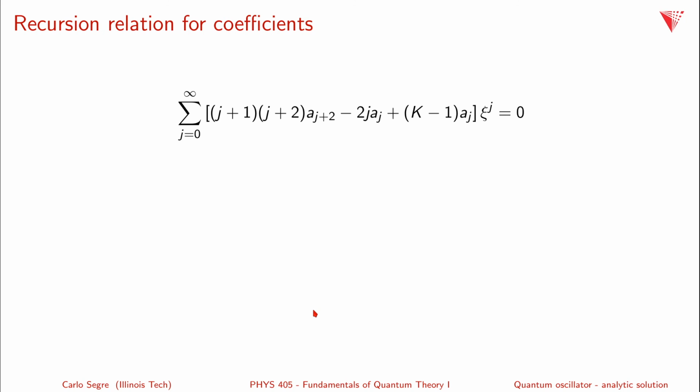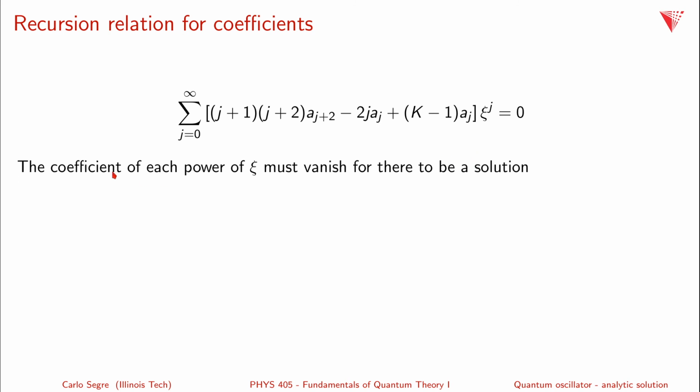Now, in order for this equation to equal 0, it means that all the coefficients of the various powers of c must be 0 also, because there's no way to subtract them because they have different powers of c. So the coefficient of each power of c must vanish for there to be a solution to this equation that holds. But fortunately, there's enough minus signs in here that we should be able to get it. So this says that in general, 0 is equal to j plus 1 times j plus 2 times a sub j plus 2 minus 2j a sub j plus k minus 1 times a sub j. That has to be equal to 0.